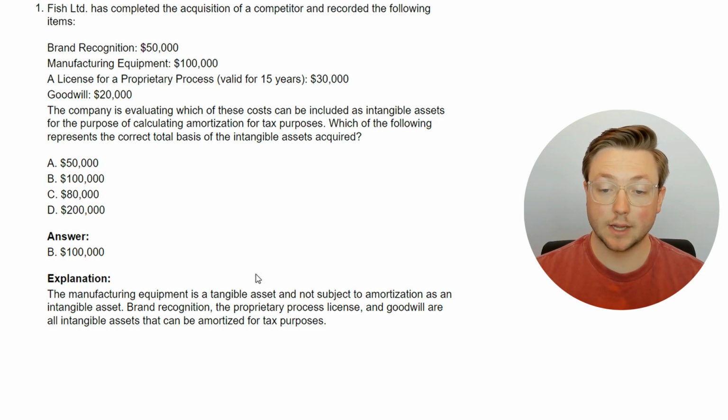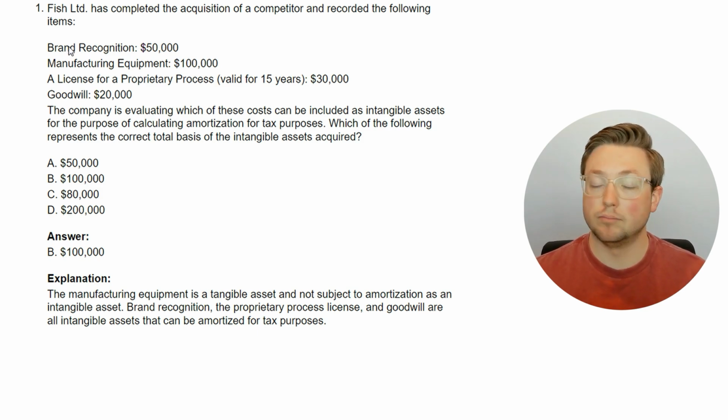Brand recognition, the proprietary license or process license, and goodwill are all intangible assets that can be amortized for tax purposes. Okay, so this is obviously a physical asset. It's not going to be an intangible asset. But the rest, $50,000 plus $30,000 plus $20,000, totaling $100,000, that will all be counted as intangible assets that will be amortized. So that's pretty simple. That's the total basis of all the things that are going to be amortized here. So that's a pretty straightforward answer. So basically, goodwill, a brand, or a license for a certain process, those could be considered intangible assets. All right, that was a pretty simple one. Let's go to the next one and see what else we can learn.